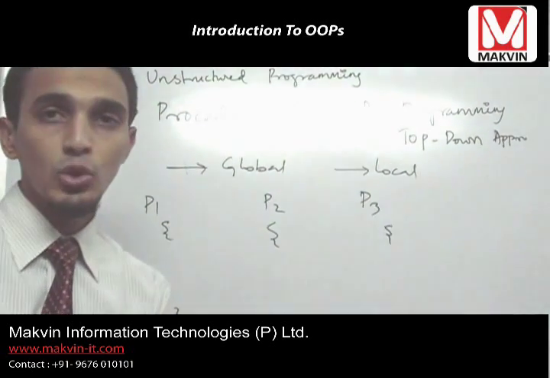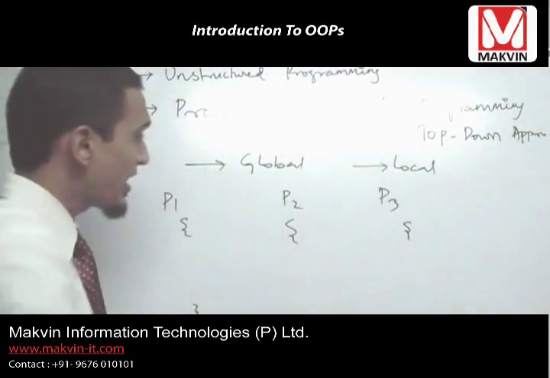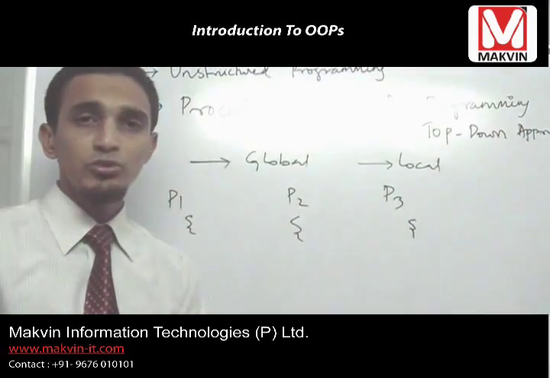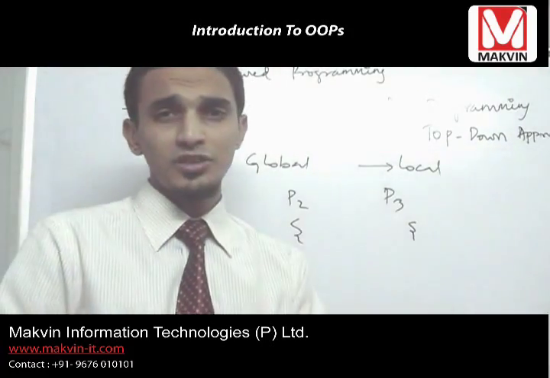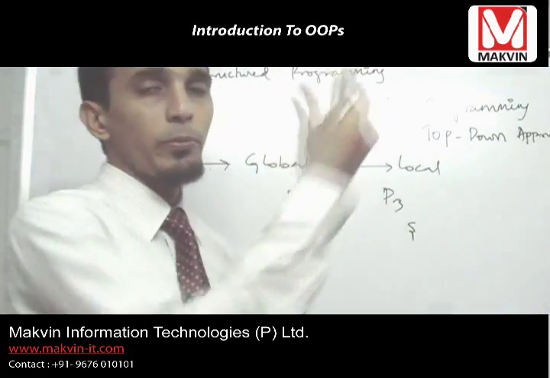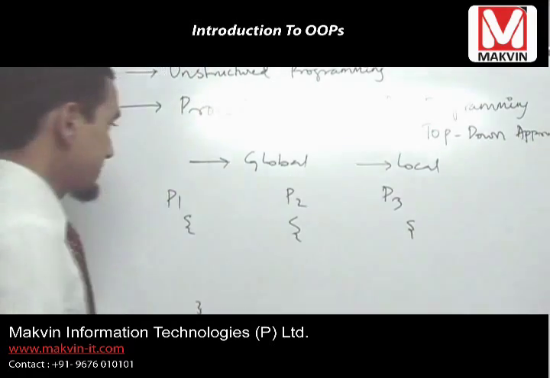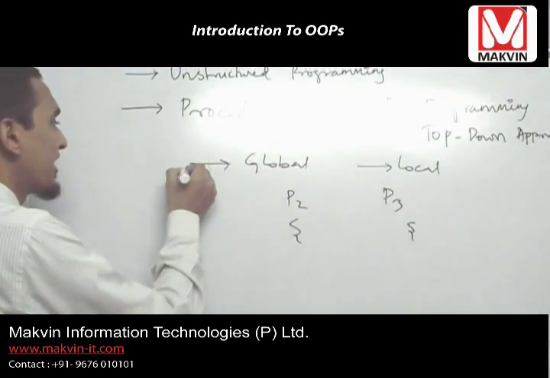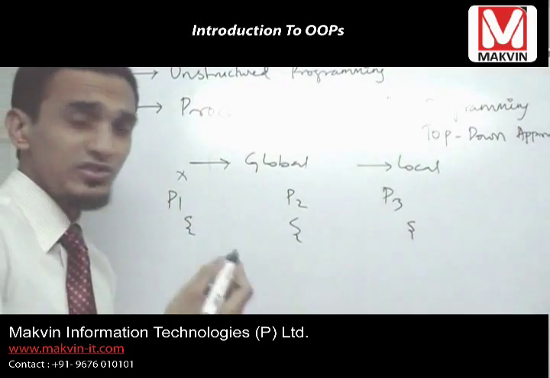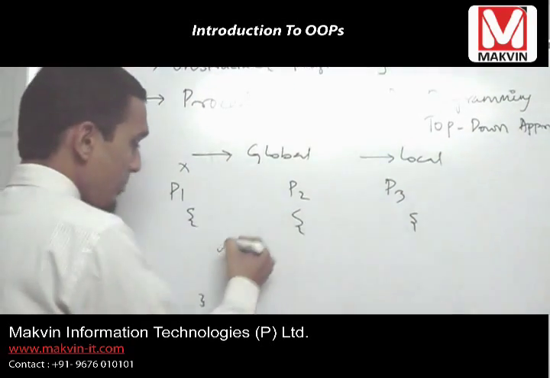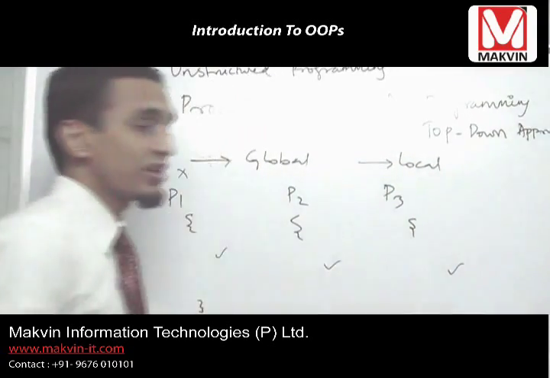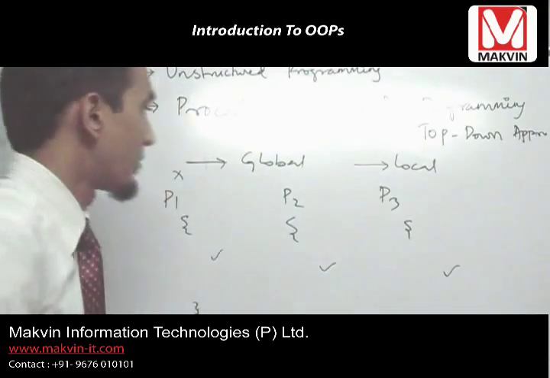Global variables are those variables which can be used by all the procedures. So normally in C we declare global variables by declaring the variable before main. The variables that we declare before main are global variables. For example, I declare a variable x before main, so it is a global variable. P1 procedure can use it, P2 procedure can use it, P3 procedure can use that global variable.